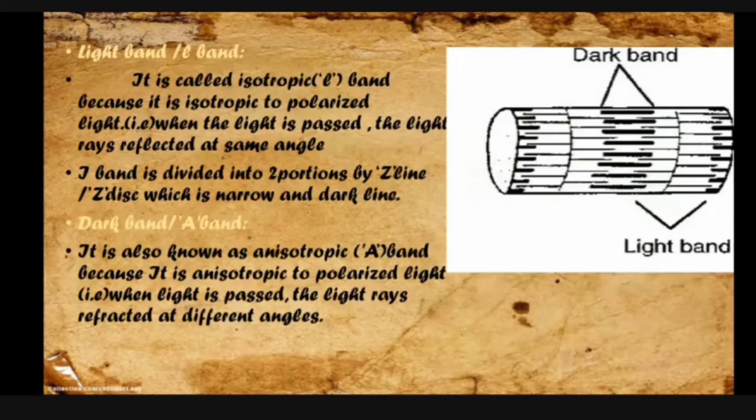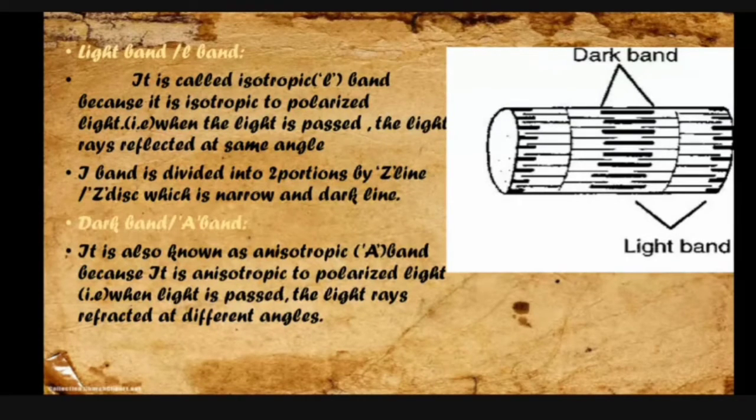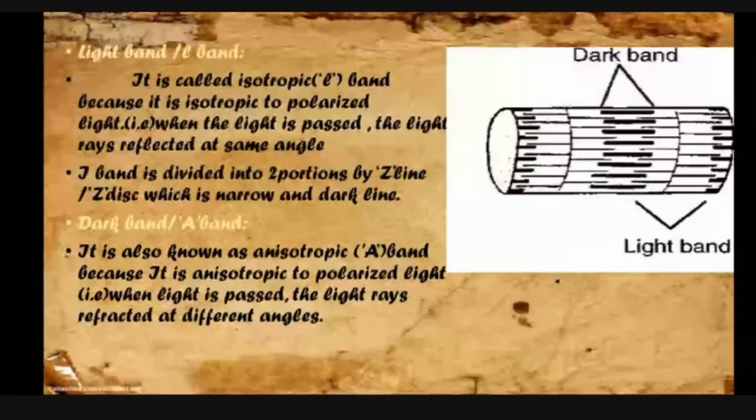Light band or I band. It is called isotropic band because it is isotropic to polarized light. That is, when light is passed, the light rays are reflected at the same angle. The I band is divided into two portions by the Z line or Z disk, which is a narrow and dark line. Dark band or A band. It is also known as anisotropic band because it is anisotropic to polarized light. That is, when light is passed, the light rays are refracted at different angles.